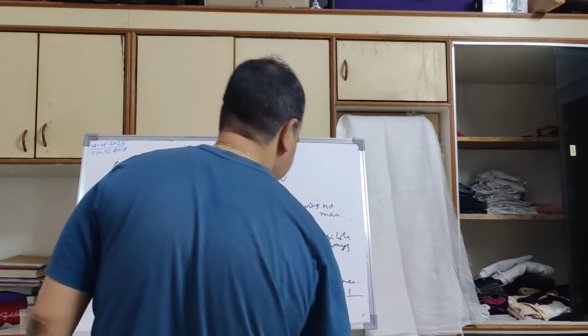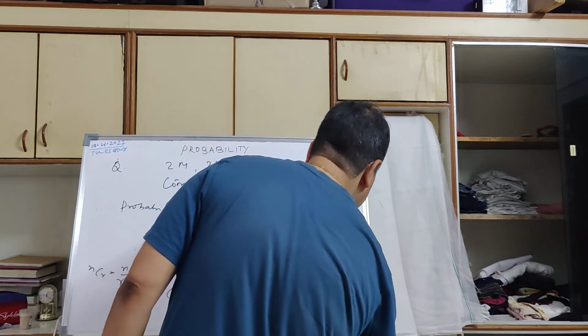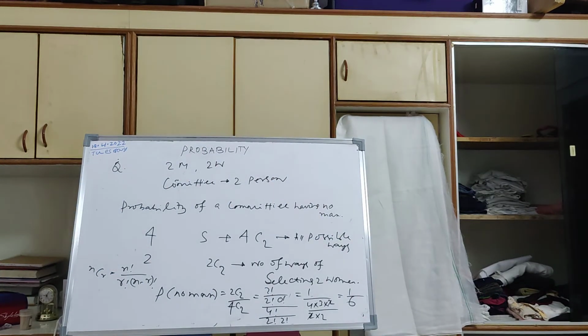Right. Sorry. So this 2 cancels out, and you get 1 by 6. That's the answer. Okay, so like this.